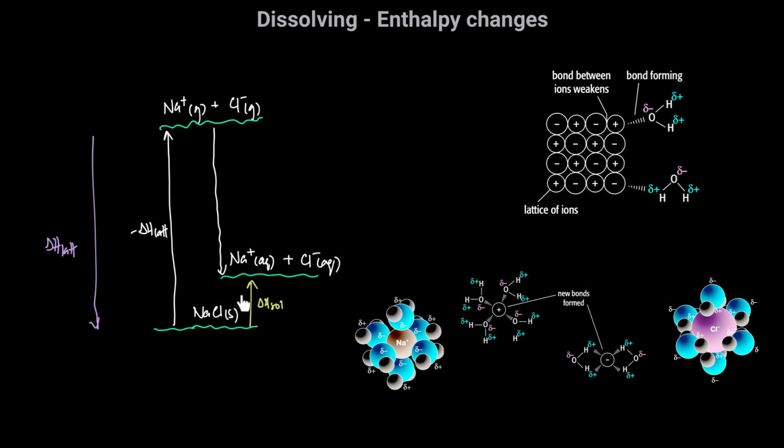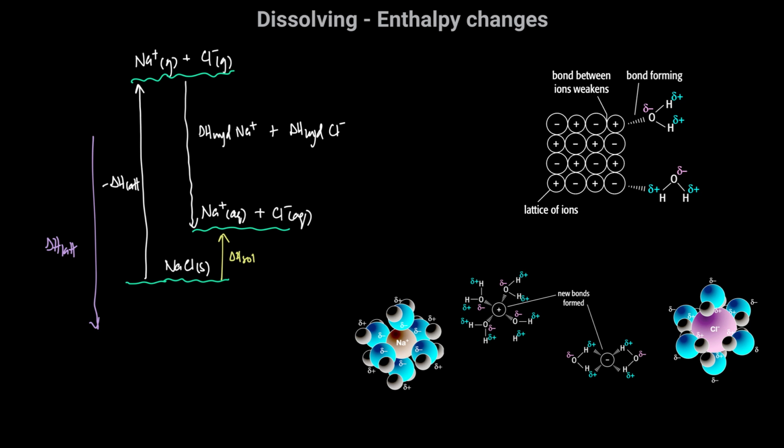So what we've done is we've taken the solid lattice and completely separated the ions to form gaseous ions. That is the negative lattice enthalpy. And then those gaseous ions have been dissolved in water to form an aqueous solution. That is the hydration enthalpy of the ions, so we have hydration of sodium ions plus the hydration of chloride ions. The reason we've drawn this theoretical framework is so that we can find a relationship between the enthalpy of solution, the lattice enthalpy, and the hydration enthalpy.